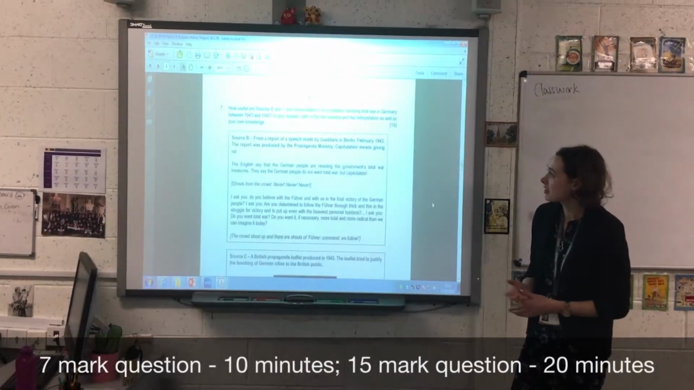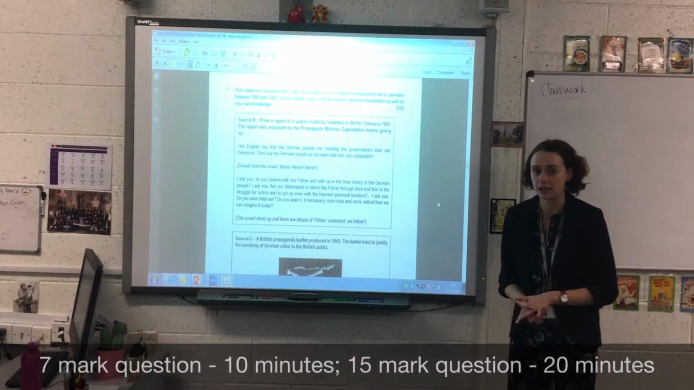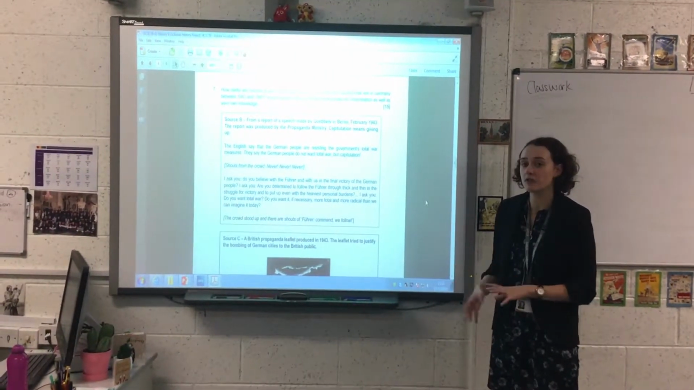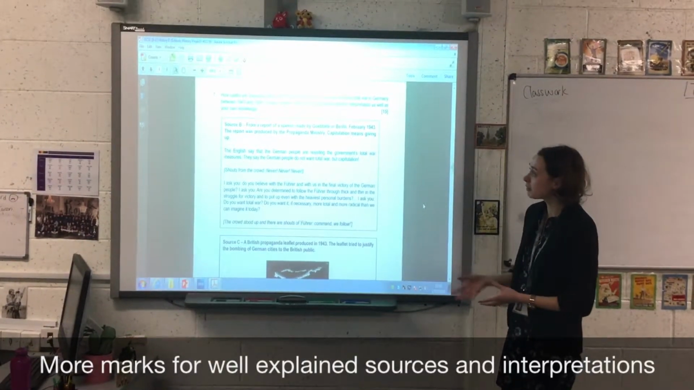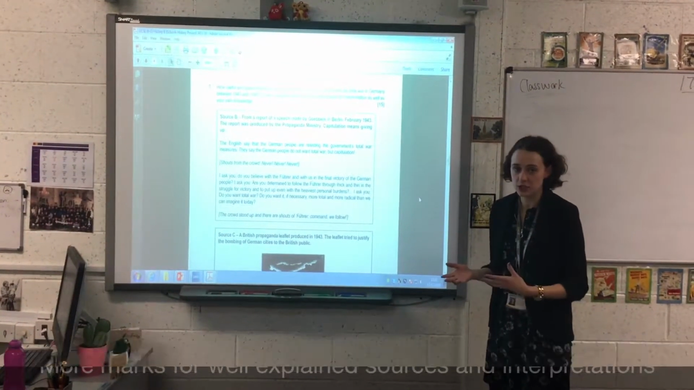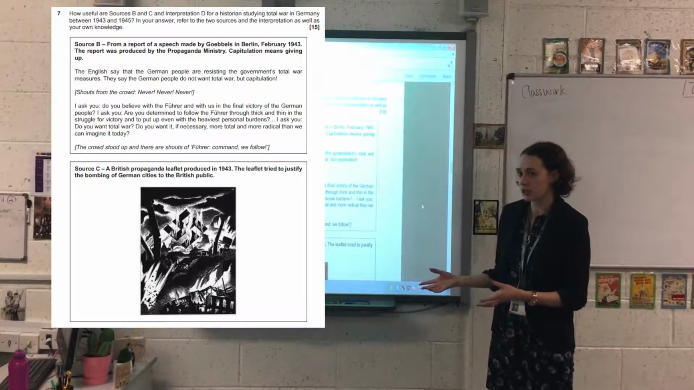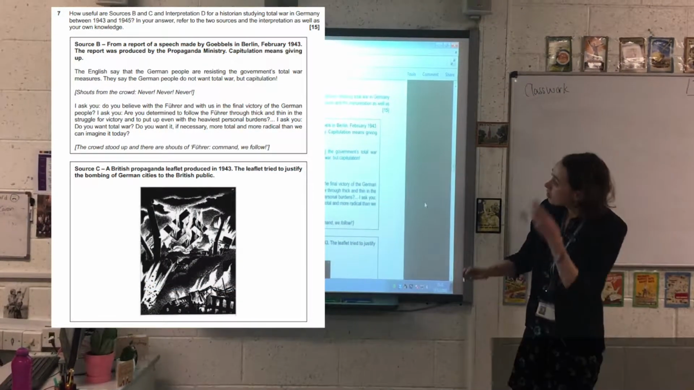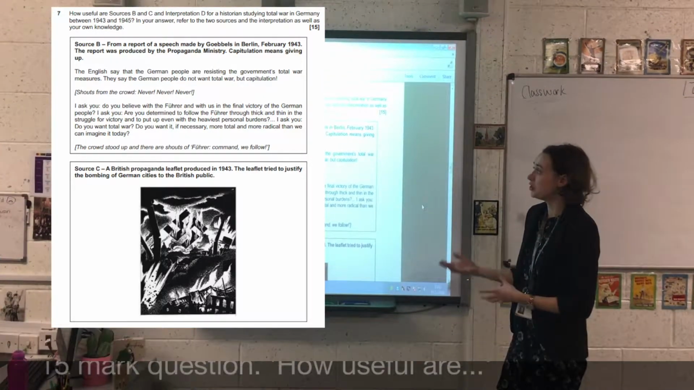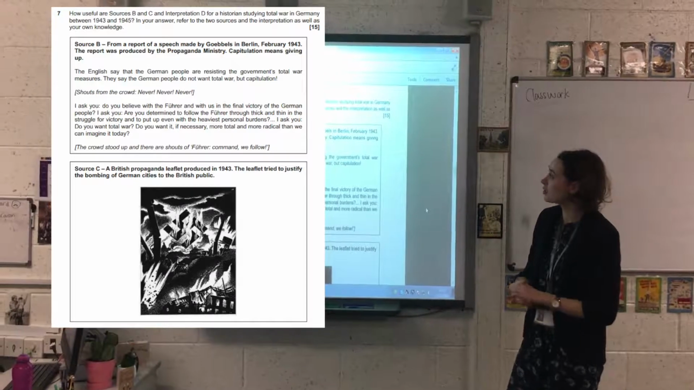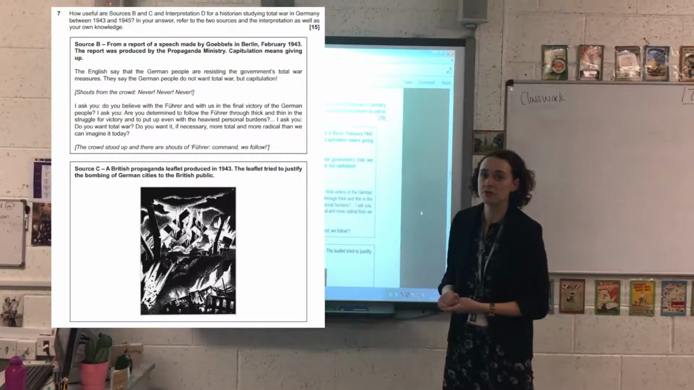The 15-marker, there's quite a lot to do with it. We are suggesting around 20 minutes on the 15-marker. Now you get more marks for having well-explained sources and interpretations. So you will get 3 sources and interpretations to answer in this question, okay? And you will have 20 minutes to do it. The question is always going to be how useful are, and then sources B, C and interpretation D in this case, for a historian studying total war in Germany between 1943 and 1945.